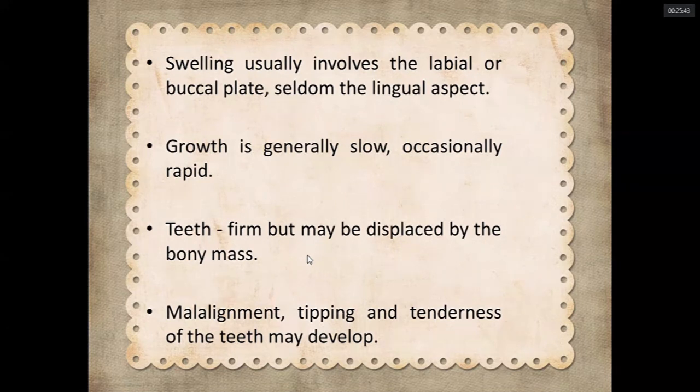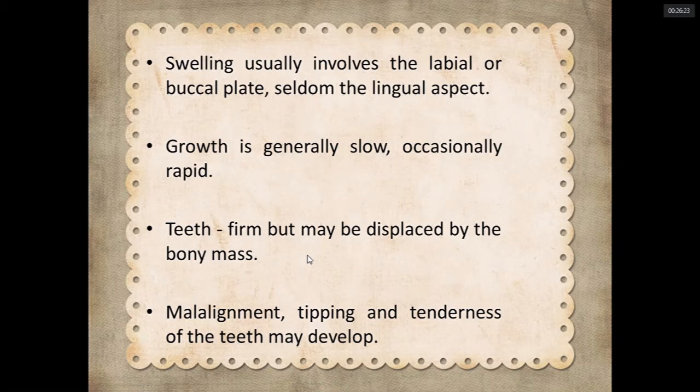Swelling usually involves the labial or the buccal plate and seldom the lingual aspect. That means lingual aspect is not involved that much as the labial or the buccal plate is involved. Usually the growth is very slow. Sometimes it can also be rapid. The teeth of the affected area are firm, but they may be displaced by the bony mass. The lesion can also result in malalignment, tipping, and tenderness of the teeth.